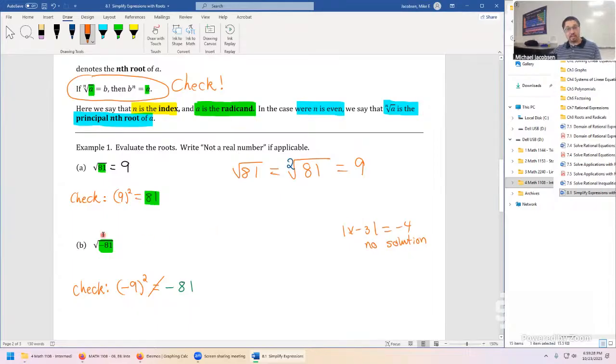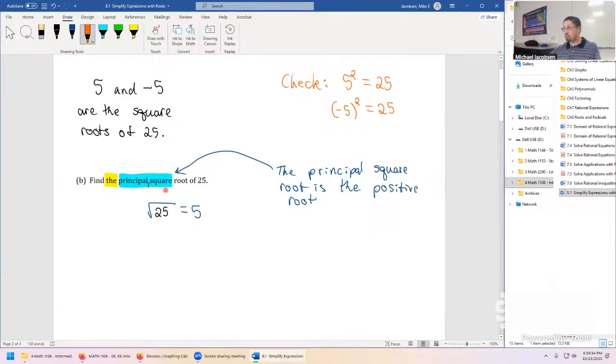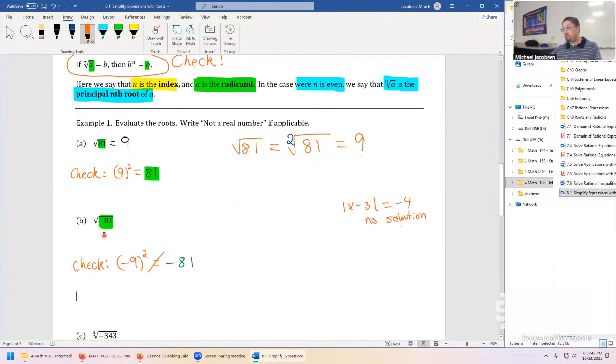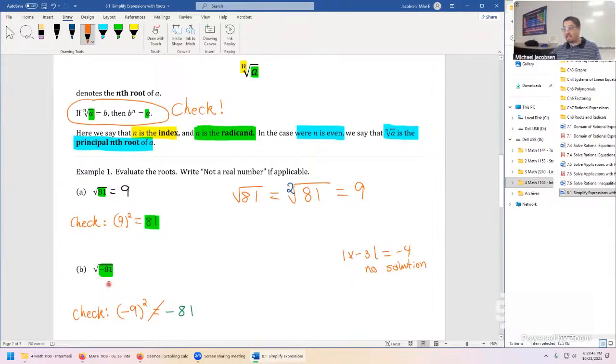Same kind of idea over here. If you take an even root, we're talking about the principal square root. Let's rewind. The principal square root is the positive answer. And there's no way to get a positive answer if you start off with something negative on the inside. So that's where this part of the notes comes into play.